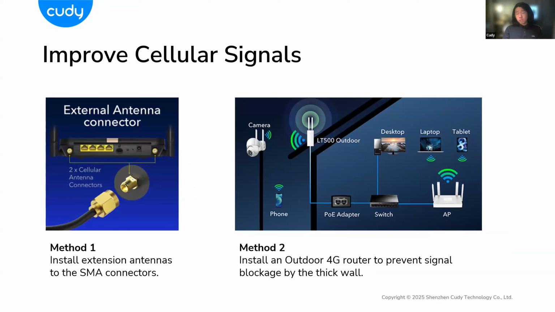So there are common demands of improving cellular signals because in many situations people don't have good signals in their home. So we provide method one. We provide detachable antennas, so users can replace the default antennas with their extension antennas. And method two is the user can make use of our outdoor 4G or 5G routers and install them on their roof or on a tree.